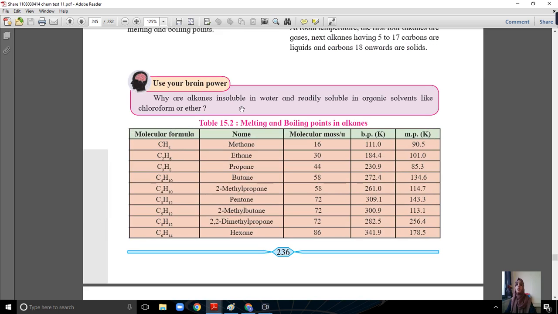Now alkanes are insoluble in water. See, two molecules of water come together and form hydrogen bonding, intermolecular hydrogen bonding, okay, in between them. So alkanes are non-polar in nature, okay. I will show you here.